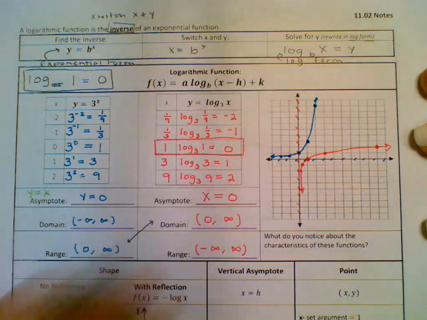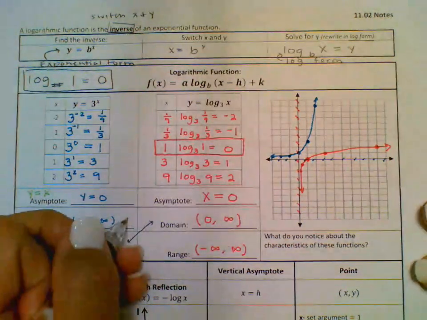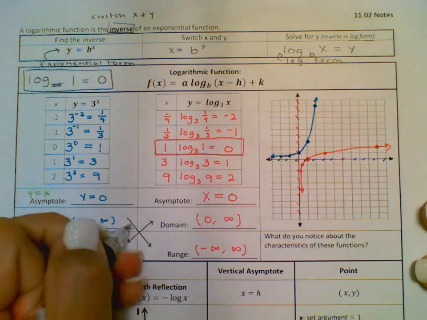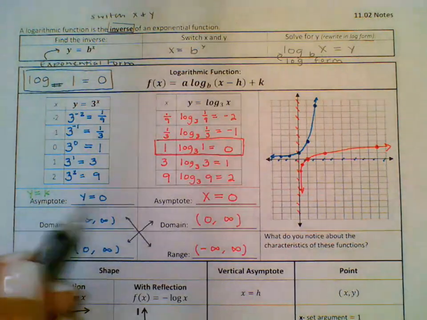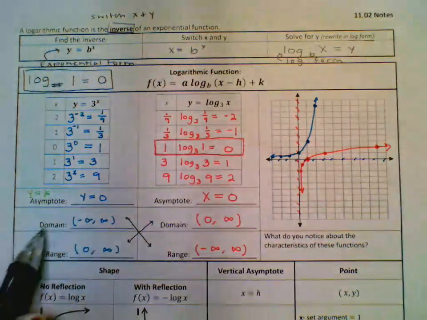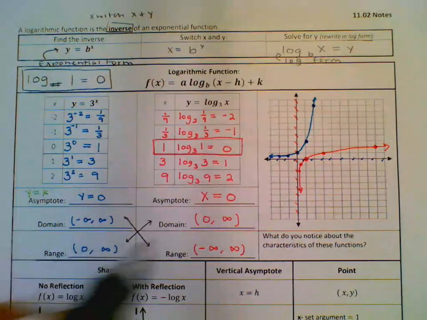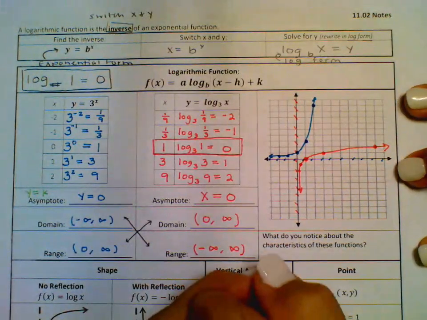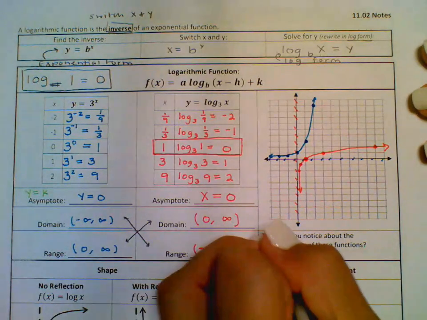So essentially, my domain became my range and my range became my domain, and this has to do with the x and y values switching. Domain has to do with our x values, so it's going to switch and become my y values, and range is our y values, and that becomes our x values. So everything is their opposite, everything is switching from x's and y's.